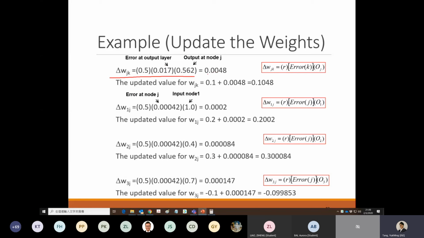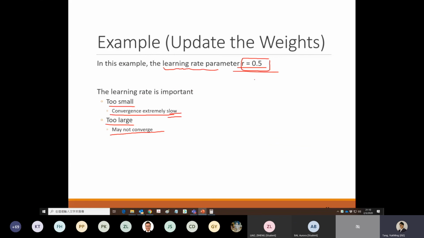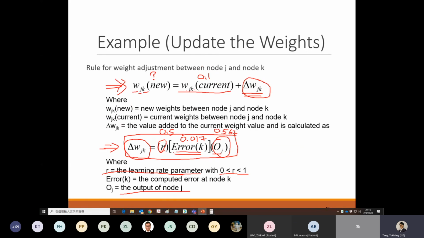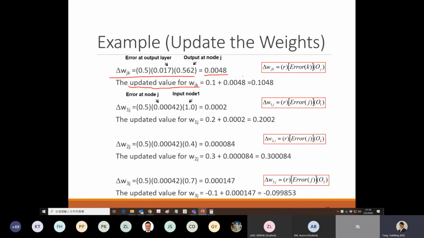And that is this one. And afterward, we find that delta WJK is equal to 0.0048. And then what is the updated value for WJK? It equals 0.1 plus 0.0048. And the updated value for WJK will be 0.1048. Okay.